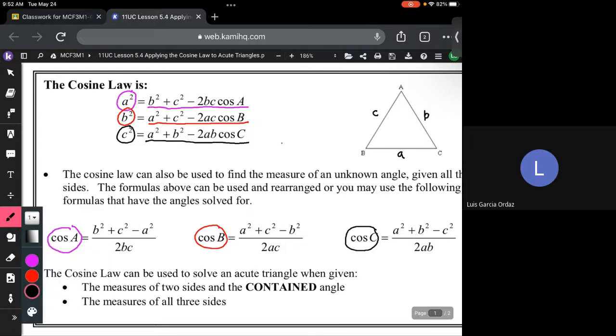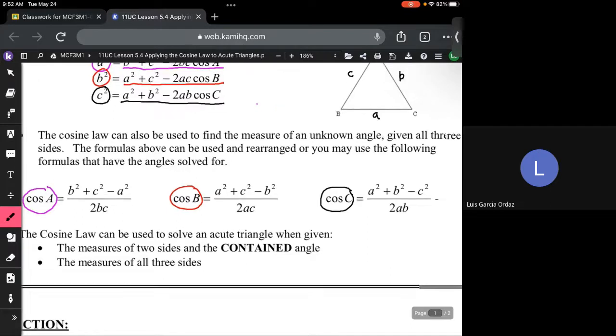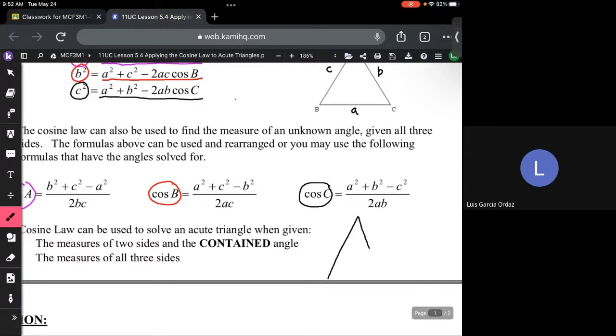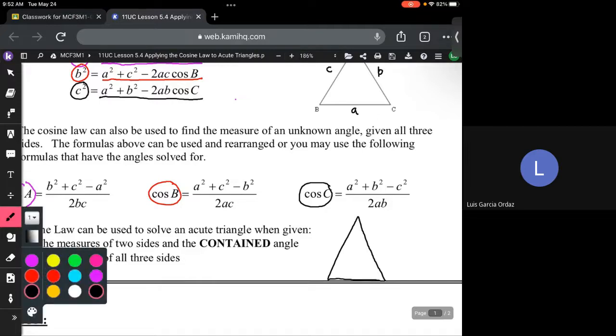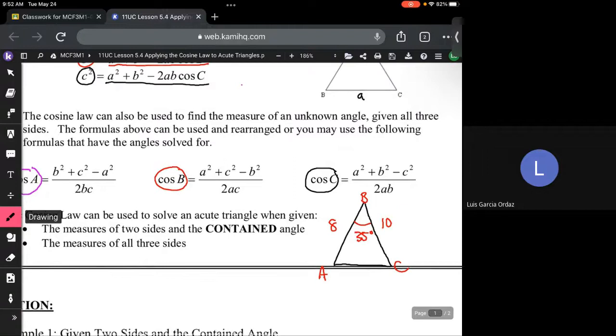However, when it comes to cosine law, there are specific scenarios where you can use it. For example, in this case, when you have measurements of 2 sides and 1 angle. So basically, when you have your triangle for the first one, you're given these 2 sides. Let's say this is A, B, and C. You have 8, 10, and 35. So you can only use cosine law when you have 2 sides and an angle sandwiched between the 2 sides.